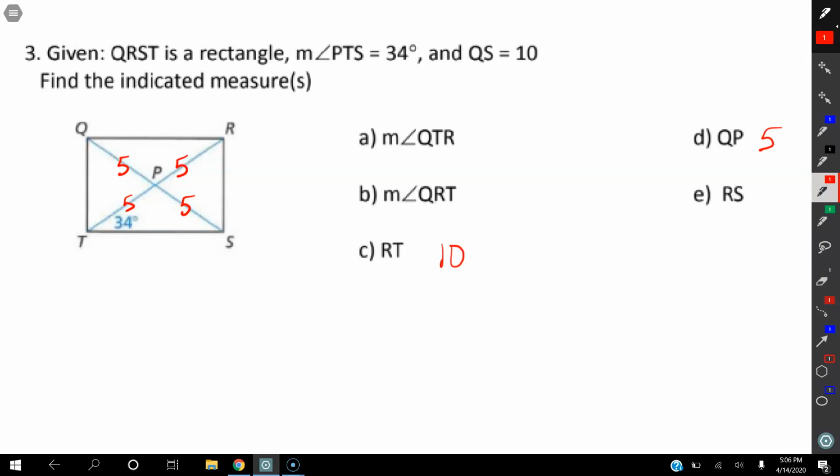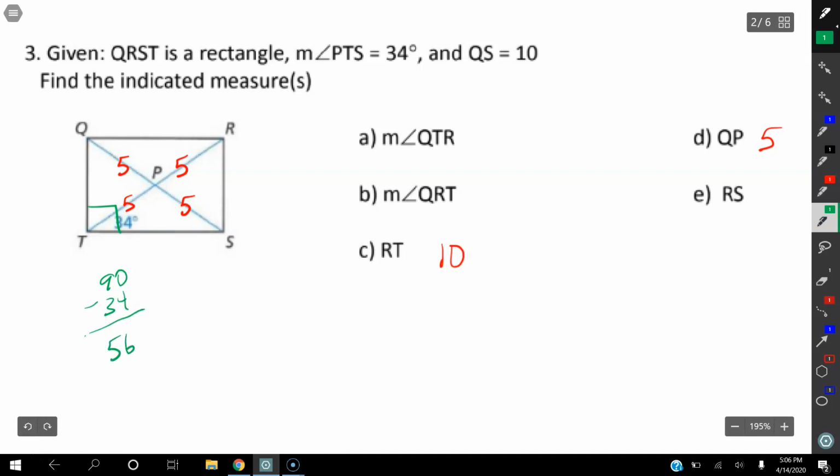Find the indicated measure, so we have QTR and QRT. All right, so a couple other things. In a rectangle, remember that these corners are supposed to be 90 degrees. So if we have the 34, we can do 90 take away 34, which leaves us with 56. So that gives me 56 degrees right here.